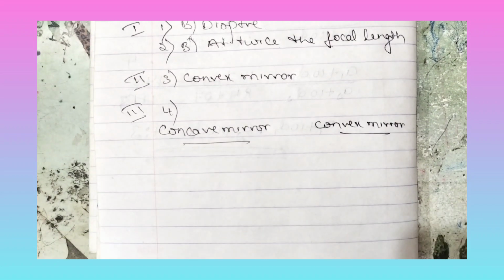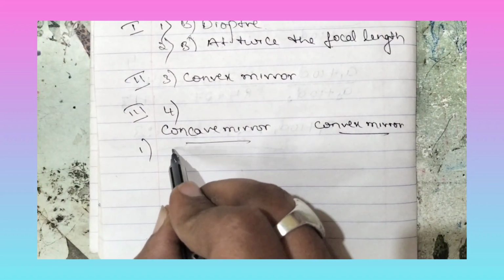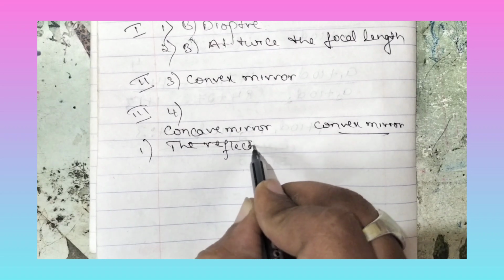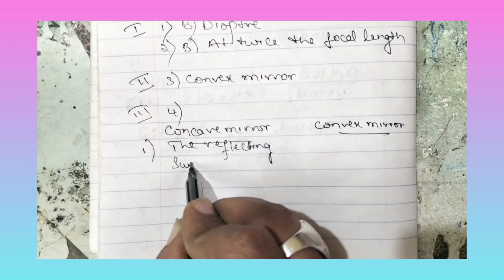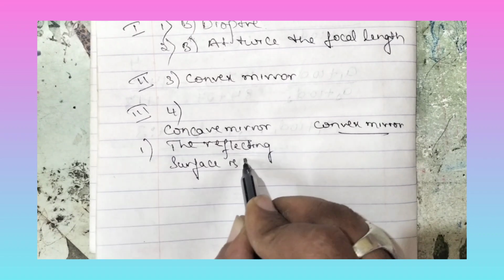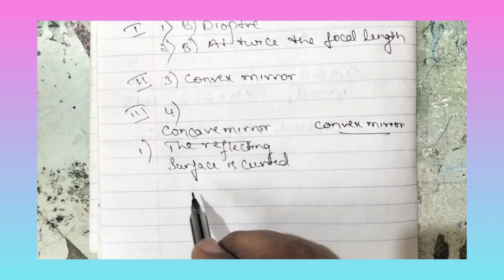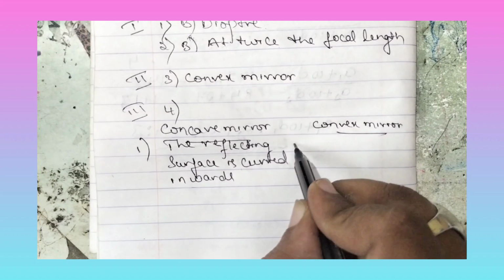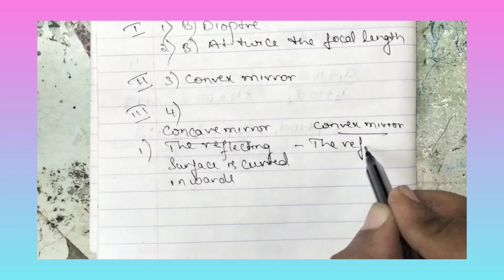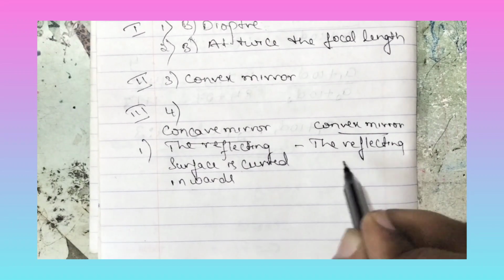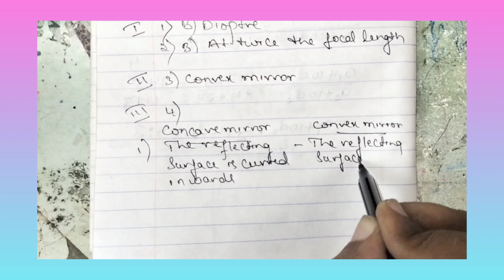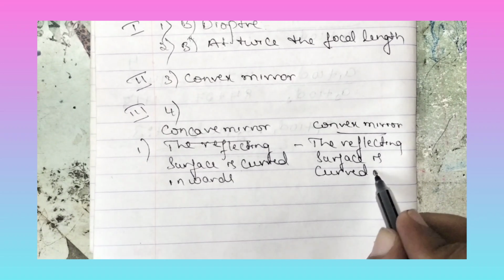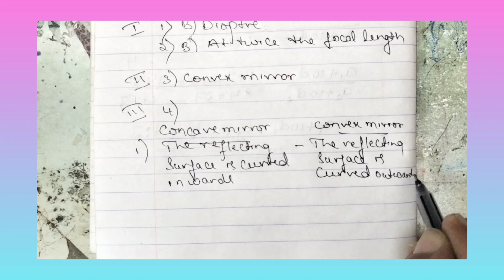The first difference between concave mirror and convex mirror is the reflecting surface. In concave, the reflecting surface is curved inwards. In convex, the reflecting surface is curved outwards. This is the first difference.